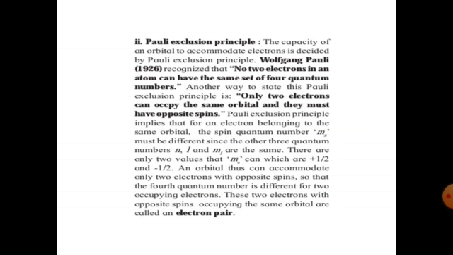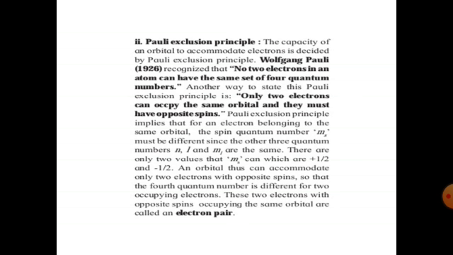The capacity of an orbital to accommodate electrons is decided by Pauli's exclusion principle. So you know the orbitals are s, p, d and f. The capacity of the s orbital is only 2 electrons. Then the capacity of p orbitals to accommodate electrons is 6, d is 10 and f can accommodate 14 electrons. So the capacity of an orbital to accommodate electrons is decided by Pauli's exclusion principle.